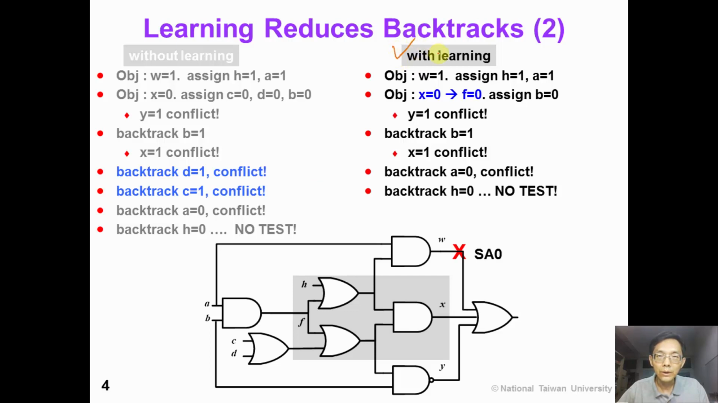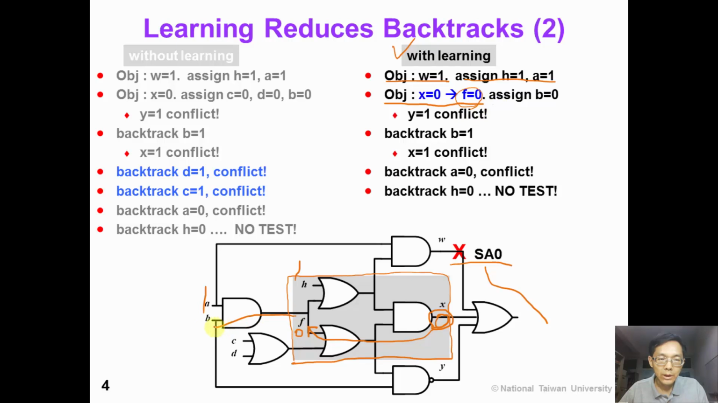Now, let's see the case with learning information. Suppose we have learned this circuit. In the center part, in the gray area, we know that when X is equal to 0, F must be equal to 0. This is already learned in our preprocess stage. During the ATPG, we now want to generate a test for W stuck at 0. Our objective is W equal to 1, so we will assign H to 1 and A to 1. And then we want to propagate this fault effect to the primary output. So now our objective is X equal to 0. Because we have the learning information about this circuit, we immediately know that F must be equal to 0.